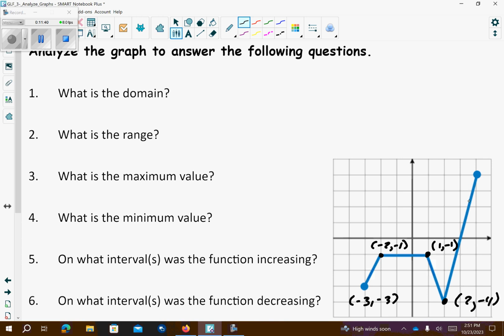And this point, or let's take a look, maybe this point might be important for us too. That is point (3, 0). And this is the point (4, 4). Okay, so that's the first thing you need to do.